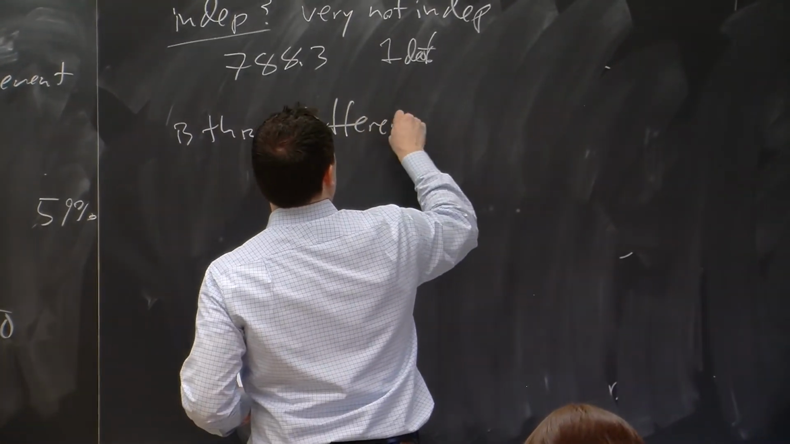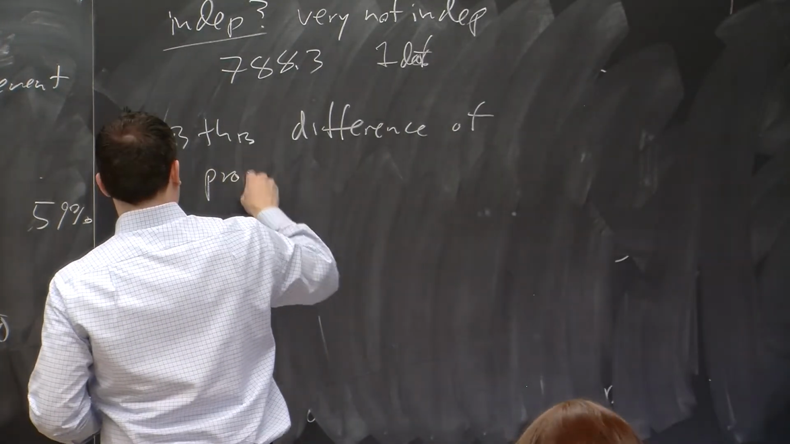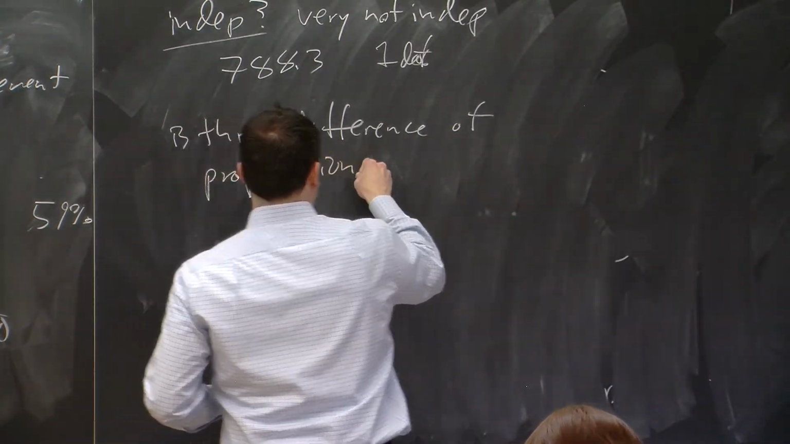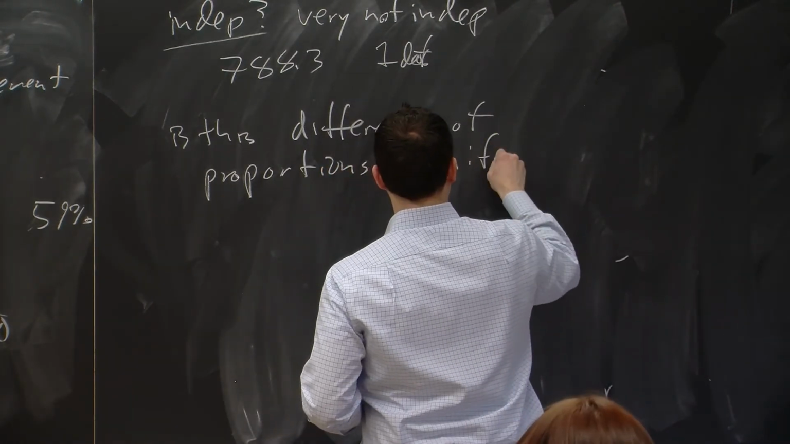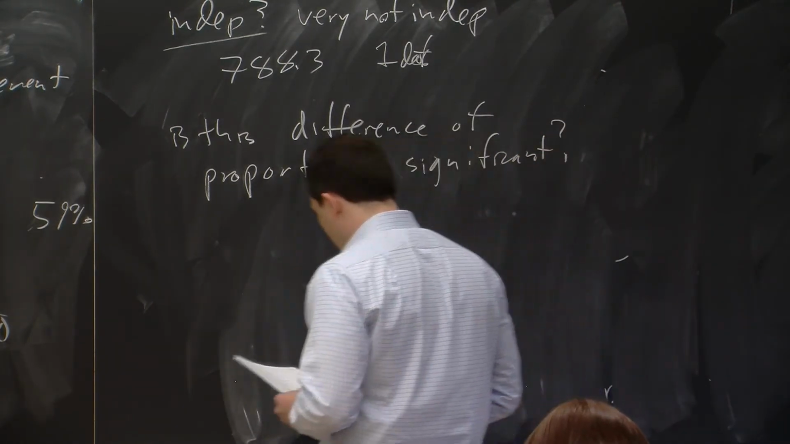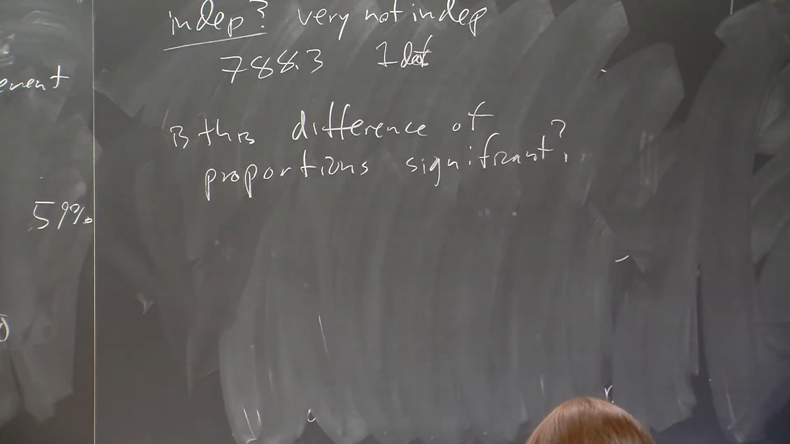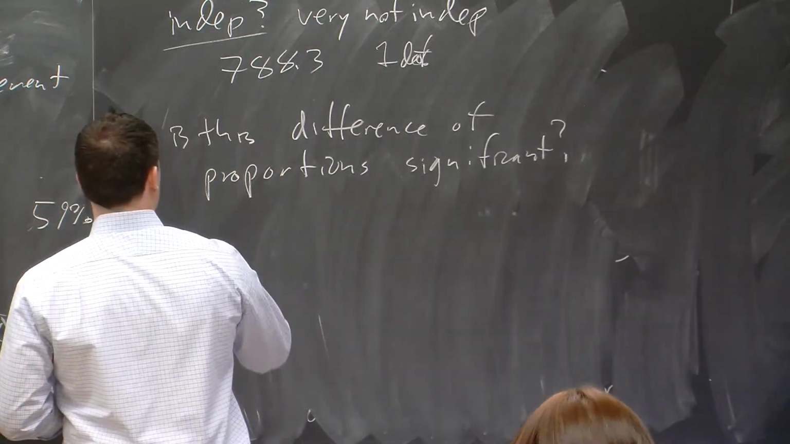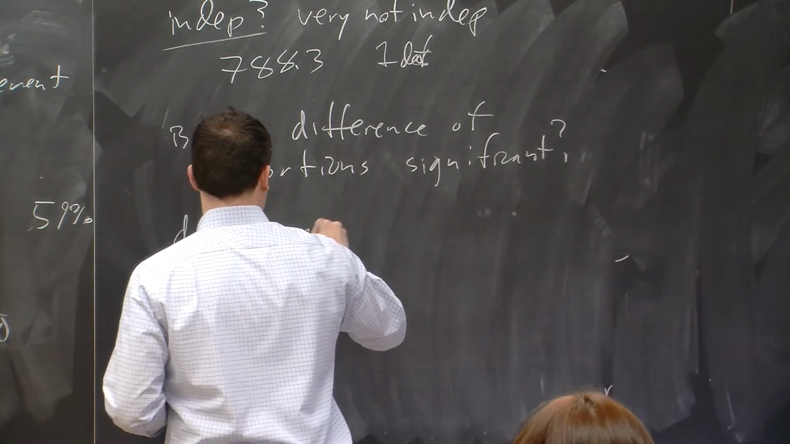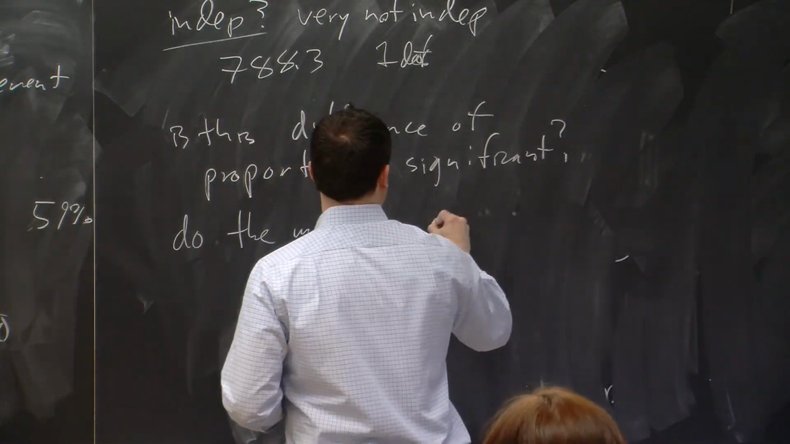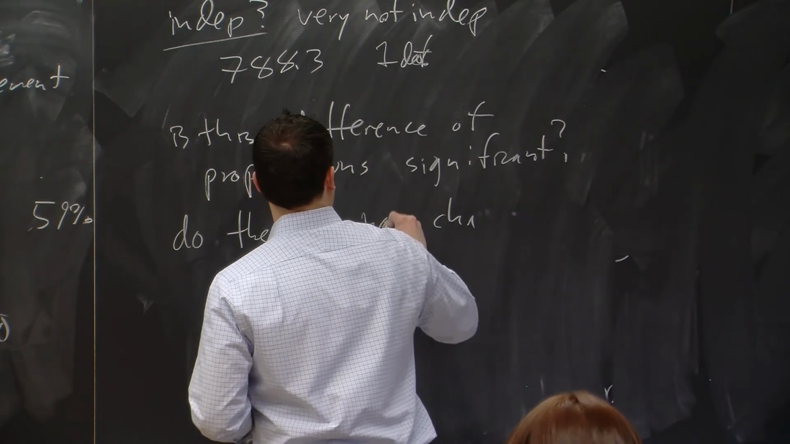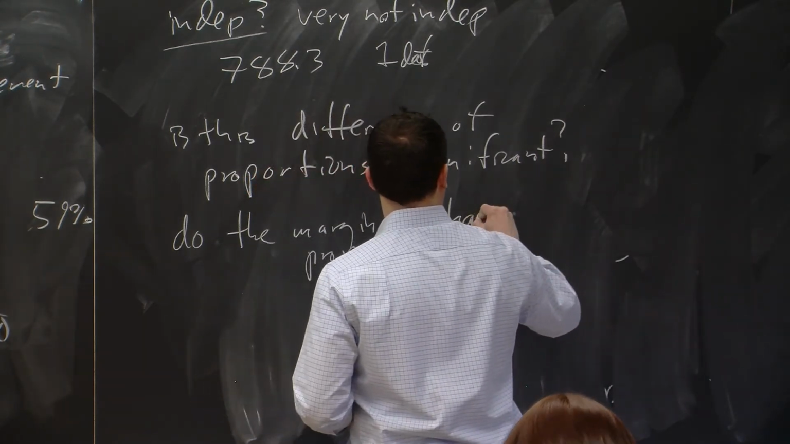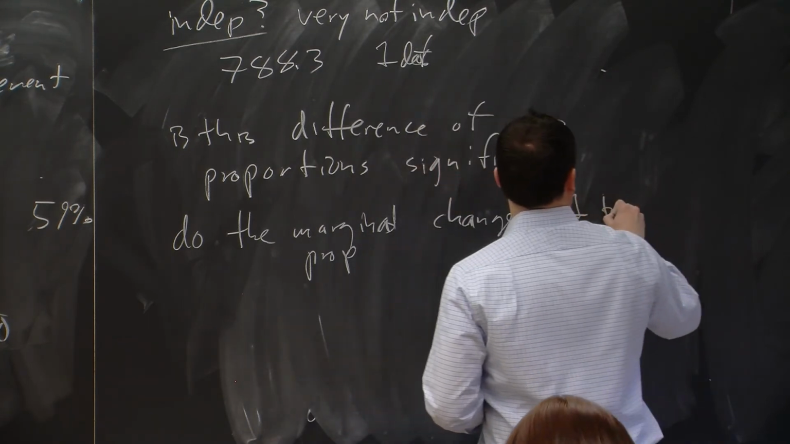This is a difference of proportions. This says that if I talk to 25 people, I should expect to see one person change, something like that. So what we want to know is, do the margins change? The marginal proportions of the table, from time 1 to time 2.